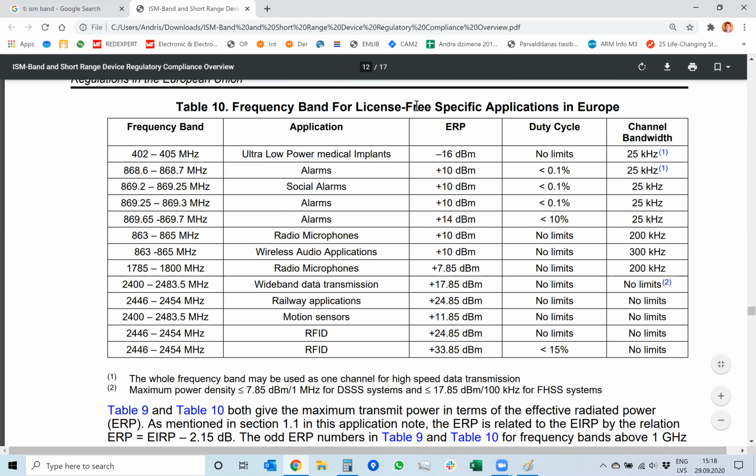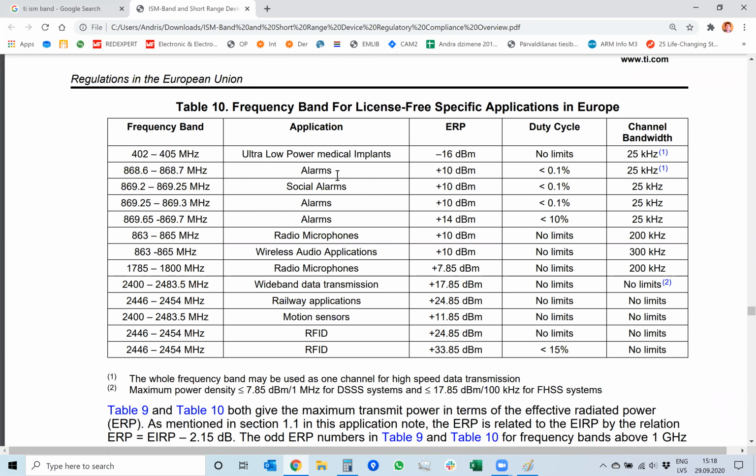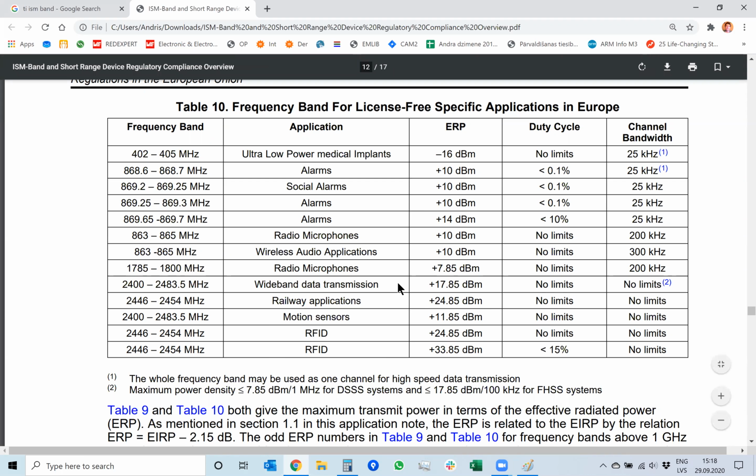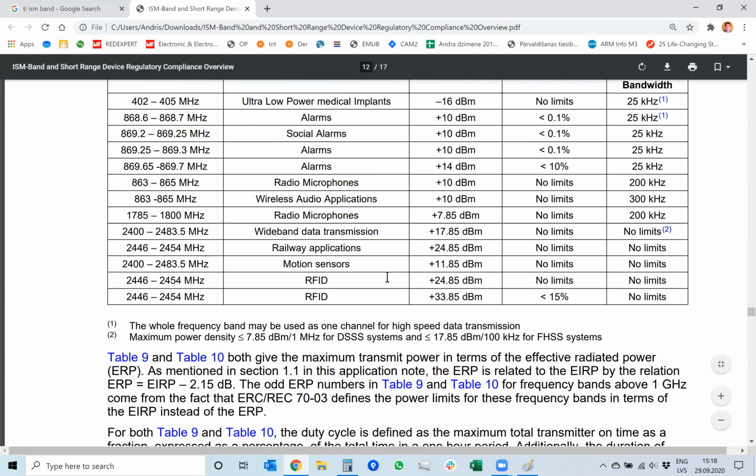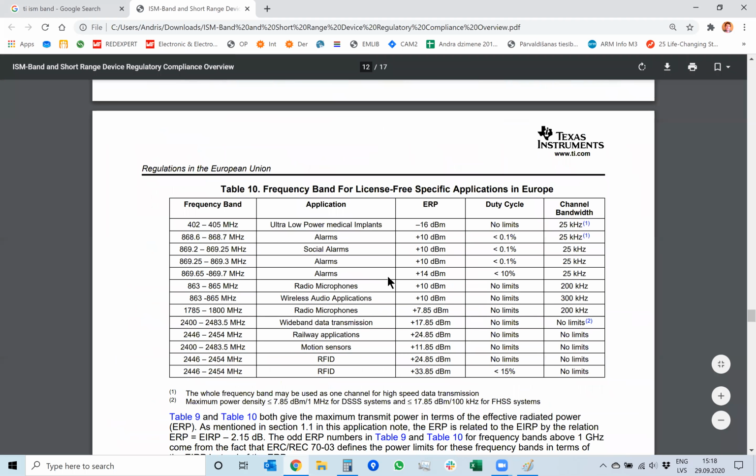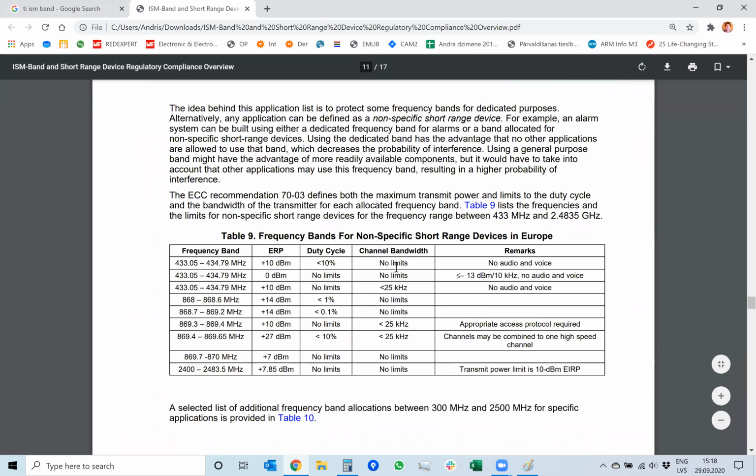And here's another table which is for specific applications. So for example, if you want to make a fire alarm system, you can use, for example, this band, but the limitation is that you have to only transmit at +10 instead of +14, and the duty cycle is only 0.1%, and the total bandwidth only 25 kilohertz, and so on. So this document is really good for reference, and I think it's pretty up to date.